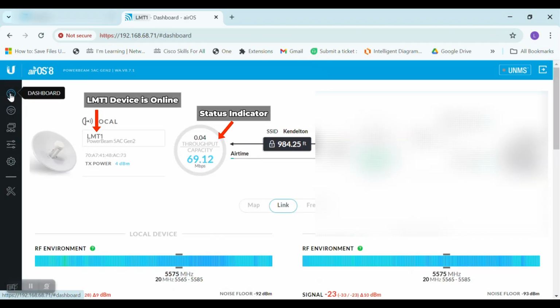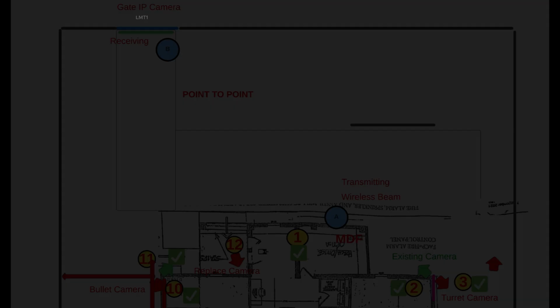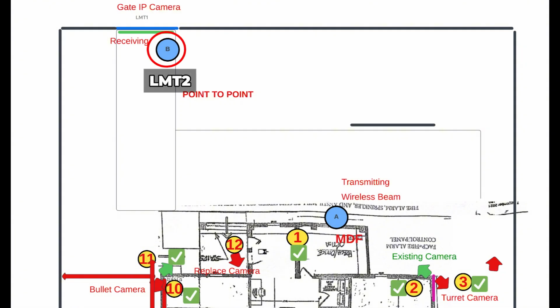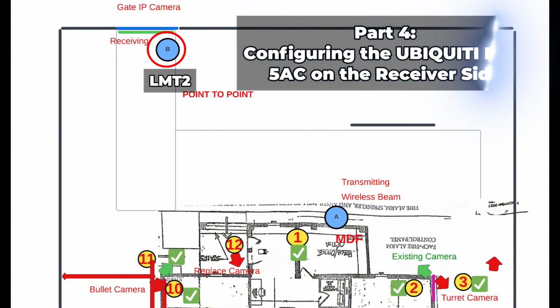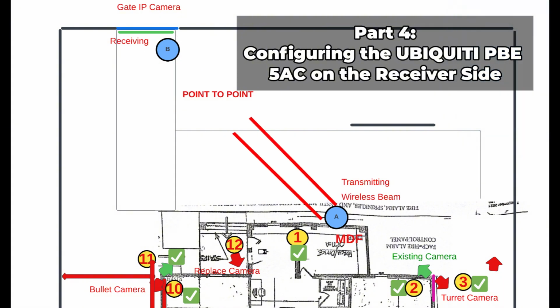Now that LMT1 is online and transmitting, we're ready to configure LMT2. In Part 4, our next video, we'll walk you through setting up LMT2 as the receiver to complete our point-to-point wireless bridge. You can find the link to that video below in the description.